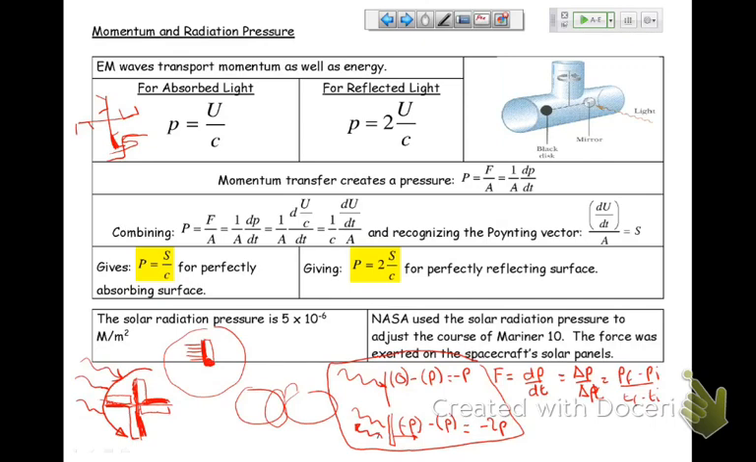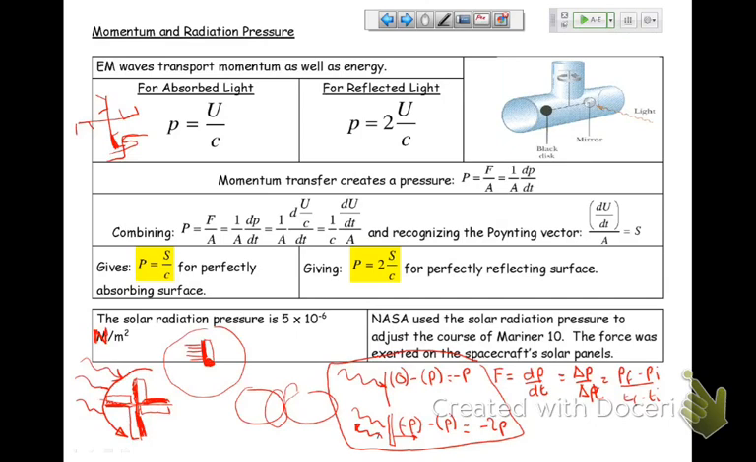By the way, the solar radiation pressure in reality is about 5 times 10 to the minus 6 newtons per square meter. So if I have a square meter of sail, it will have 5 micronewtons on it, or 5 millionths of the weight of an apple on it. Not much, but you know, maybe I can get a big area.